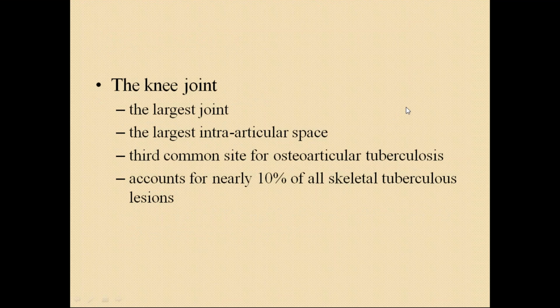So coming to the knee joint proper, as said earlier, the knee joint is the largest joint in the body, and it is a superficial joint. It has the largest intra-articular space, and it is the third commonest site for osteoarticular tuberculosis. First is the spine, next is the hip, and third is the knee joint. It accounts for 10% of all skeletal tuberculosis lesions.